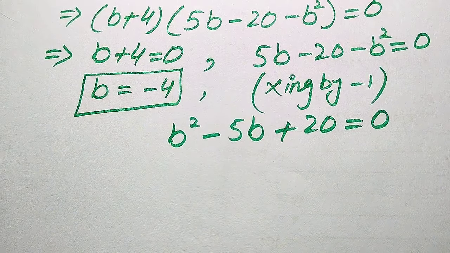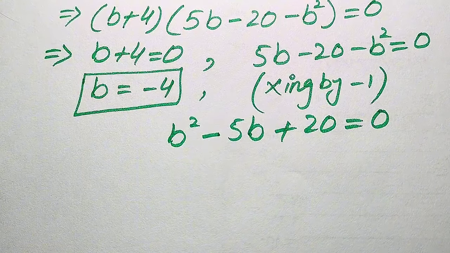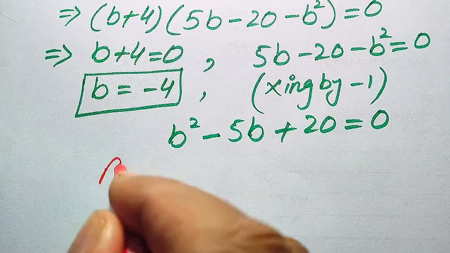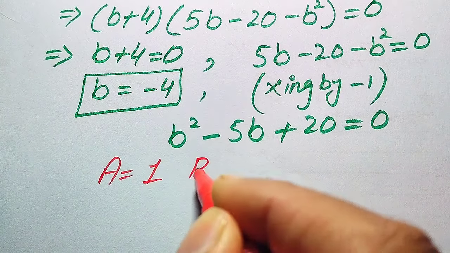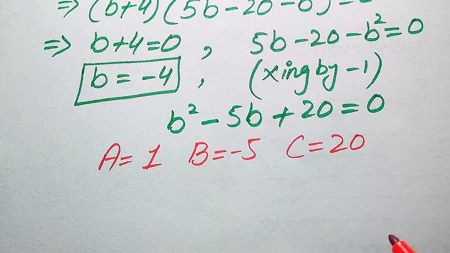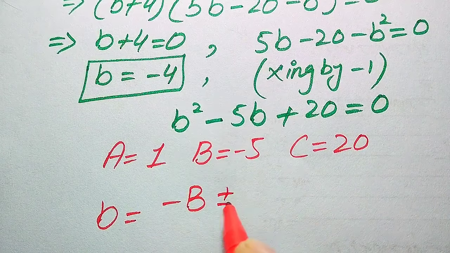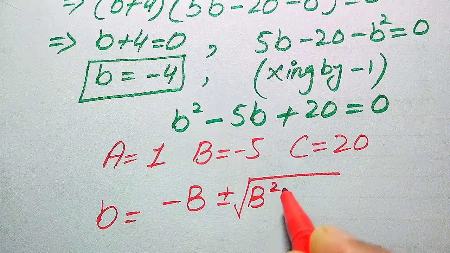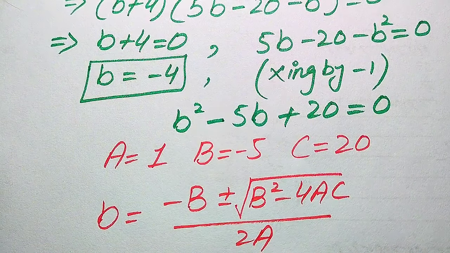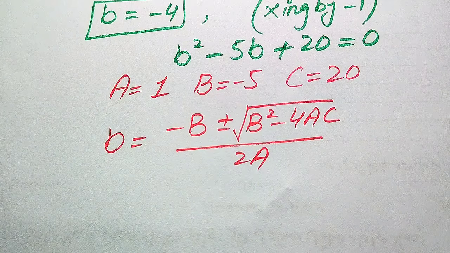And further, you see this equation becomes a quadratic form, and here we use the quadratic formula to solve it. First we need to write the coefficients of this equation: a equals 1, b equals -5, and c equals 20. And we state the quadratic formula as b equals minus b plus minus square root of b square minus 4ac, divided by 2a. So this is our quadratic formula.